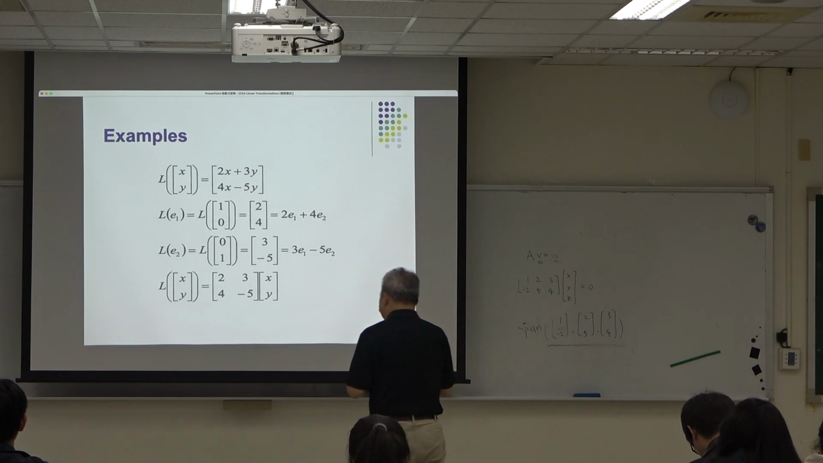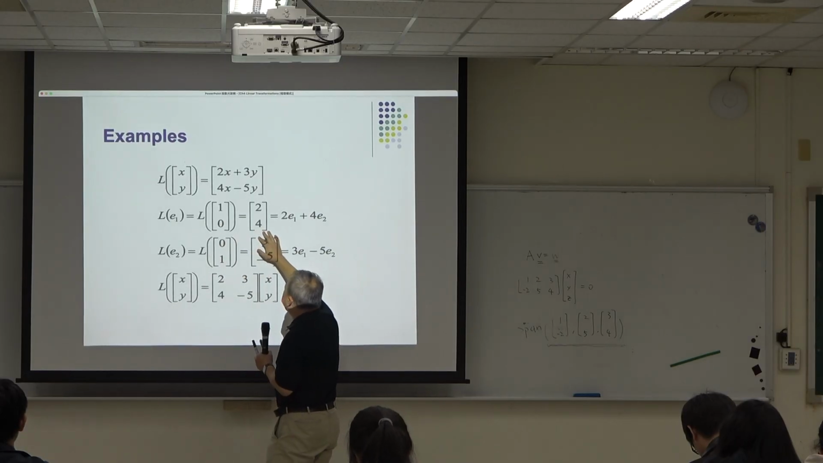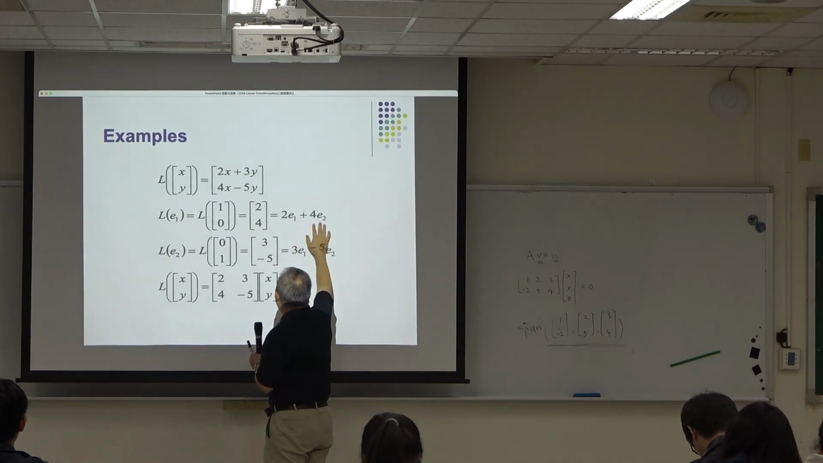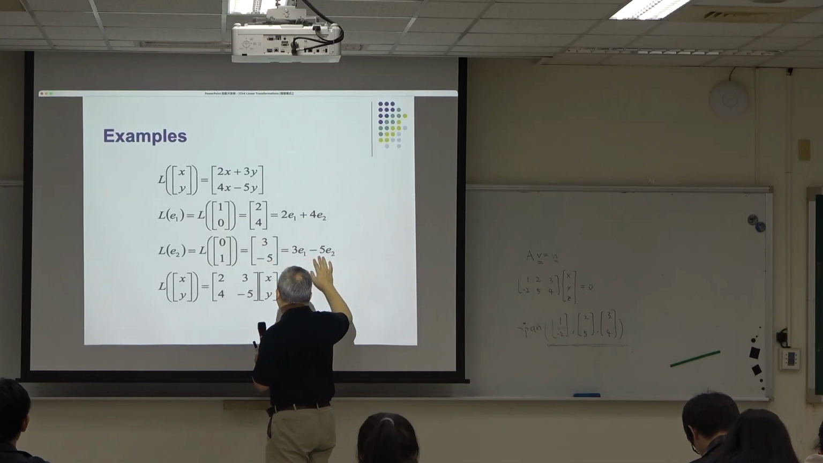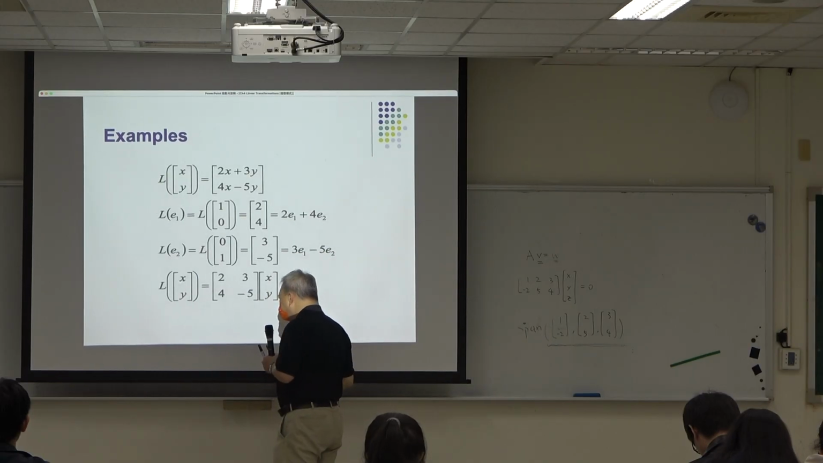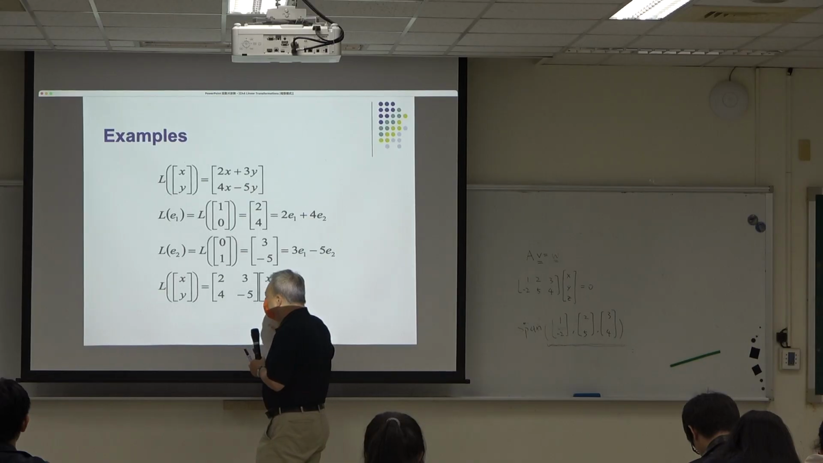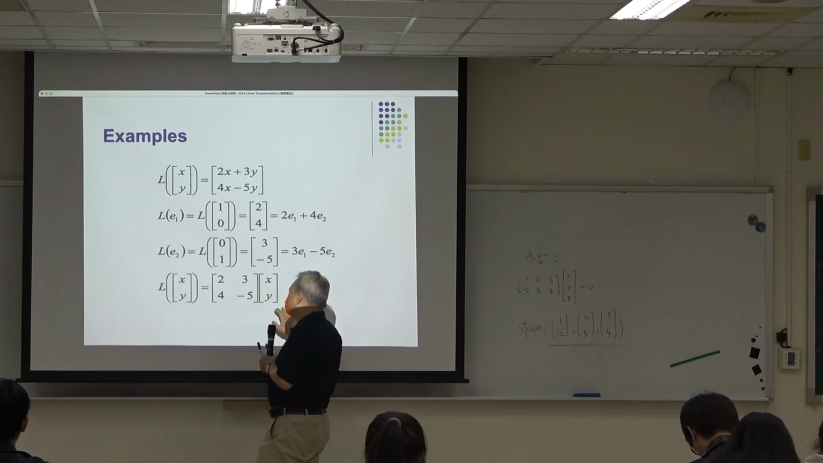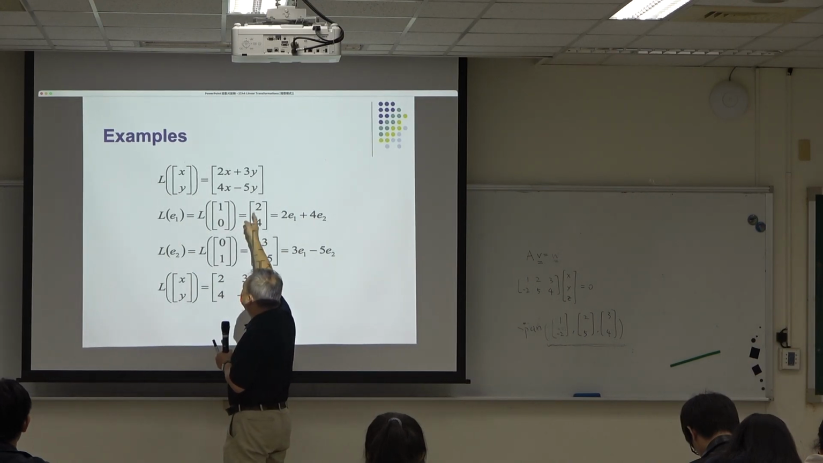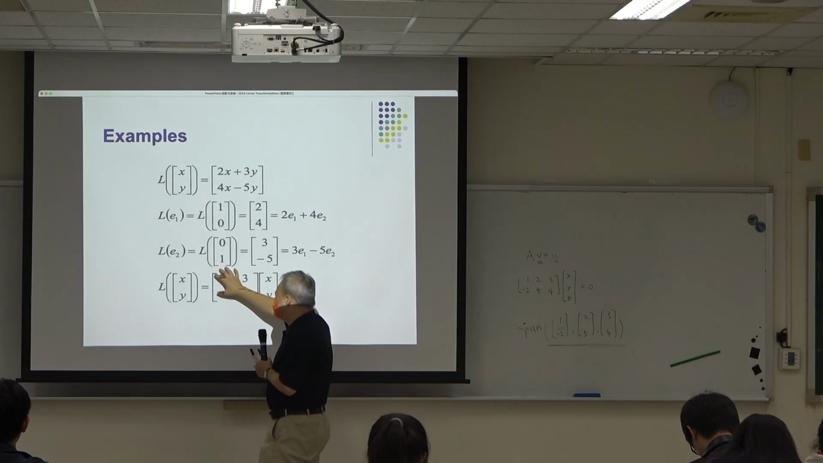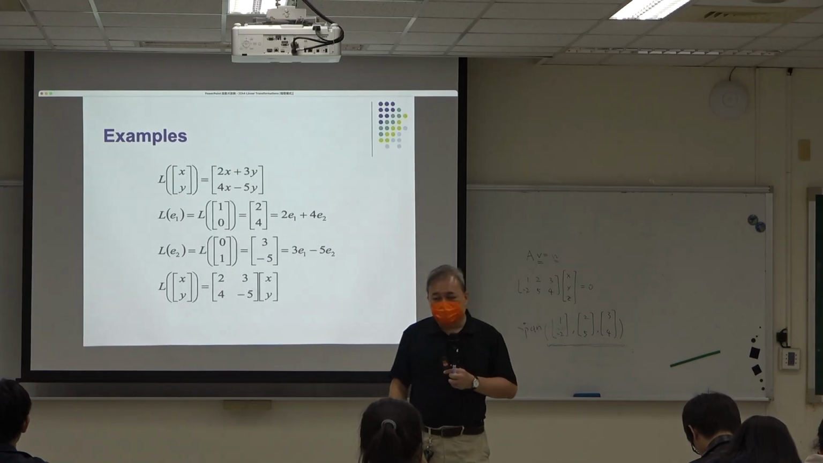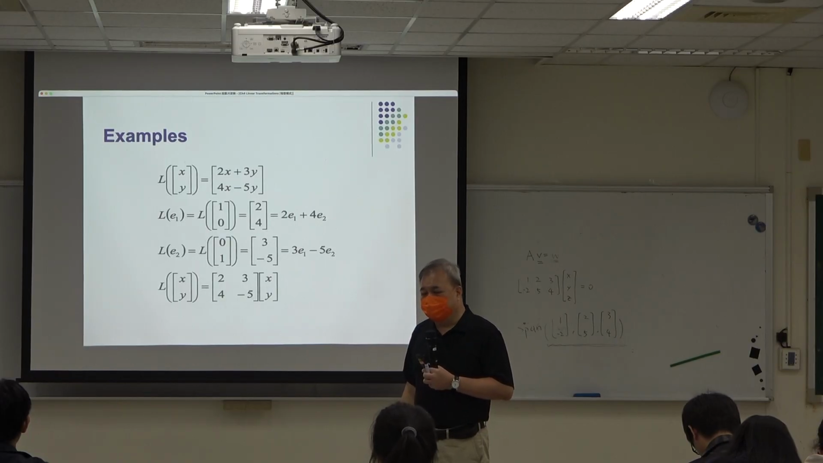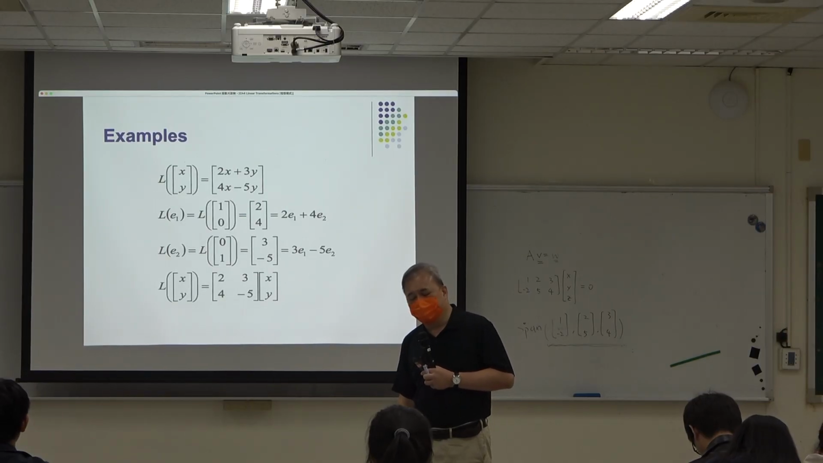You copy this one, you get this. This one can be written as 2E1 plus 4E2, right? L(E2) equal to this one, which is 3E1 minus 5E2. So you can write your linear transformation. Originally it's like that, but now you can represent it as a matrix times a vector. This is with respect to the standard basis E1, E2.